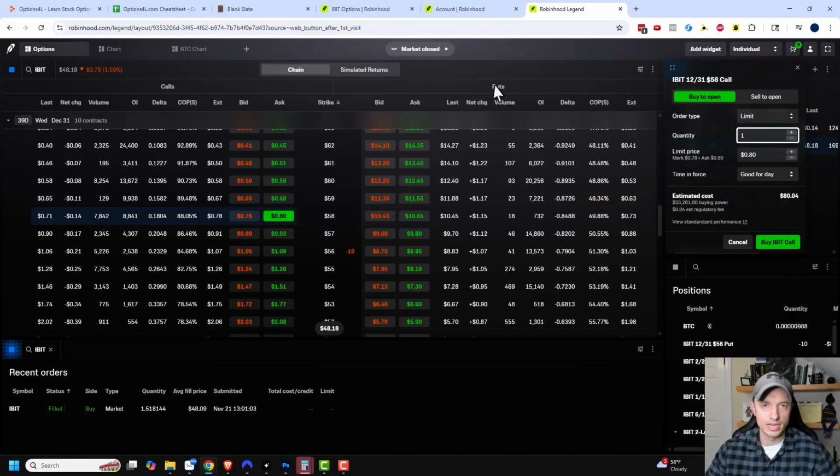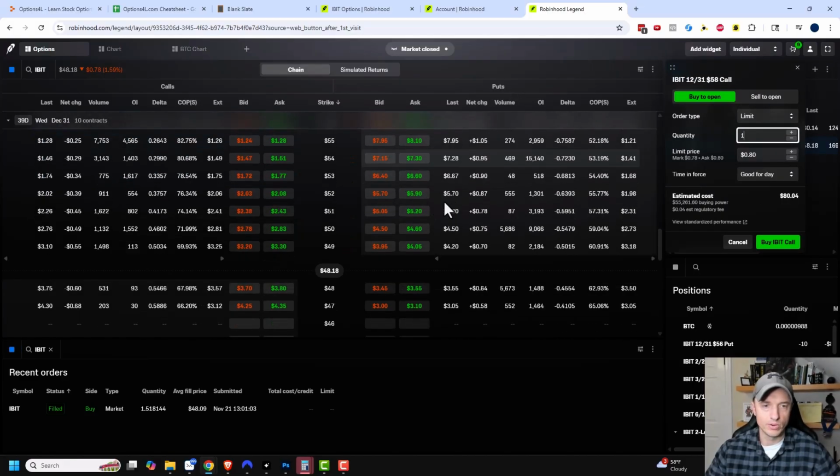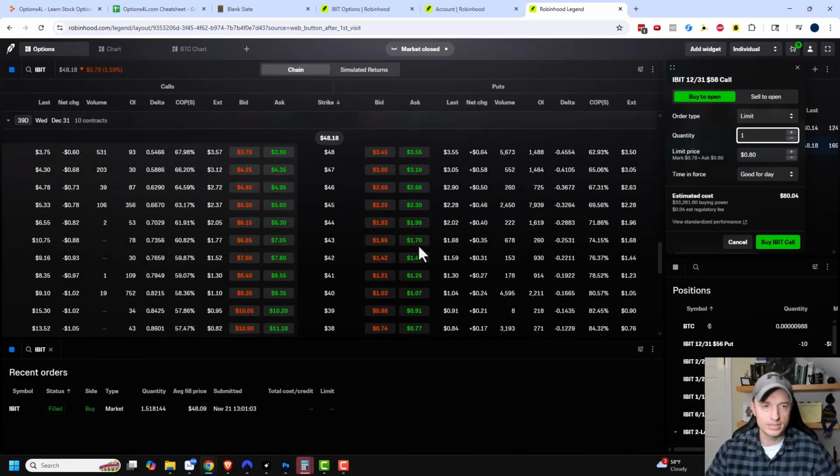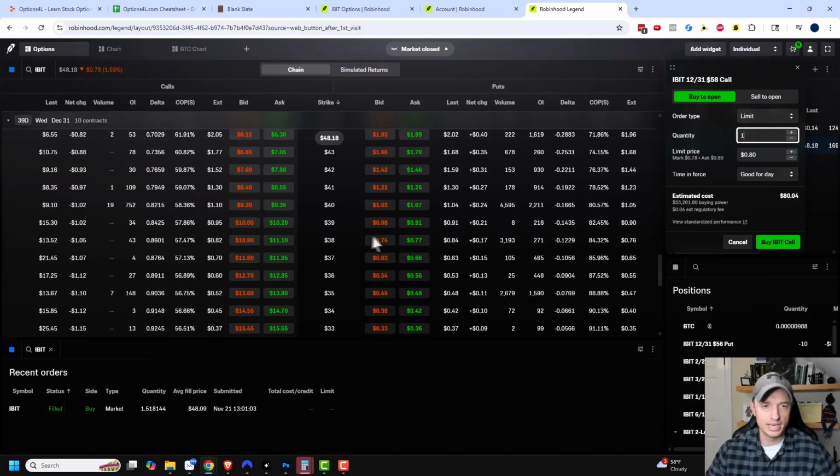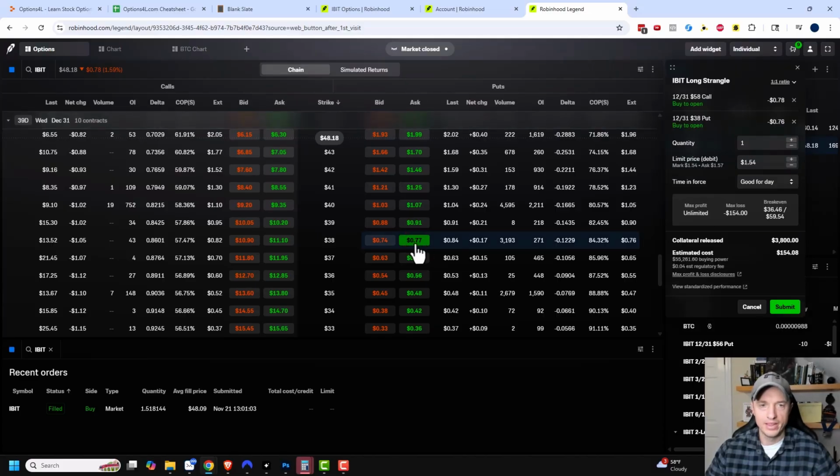option. And then we're going to come over to the put side, and we're going to come on down here and buy our put. And we were buying the $38 put in our example. So we're going to go ahead and click the green numbers on the ask side because we were buying. And there we go. Here's our order. So the IBIT long strangle.